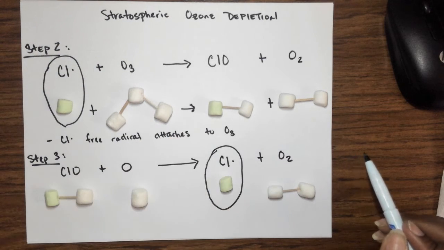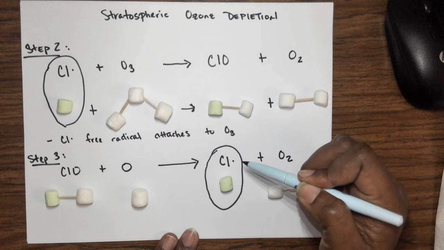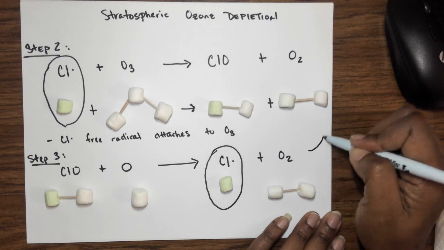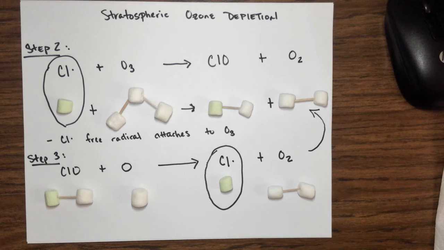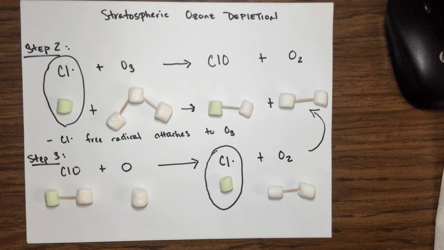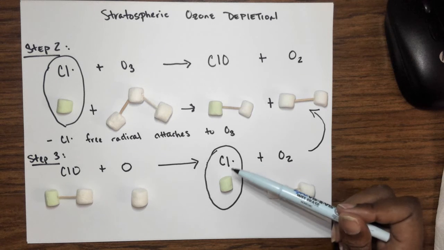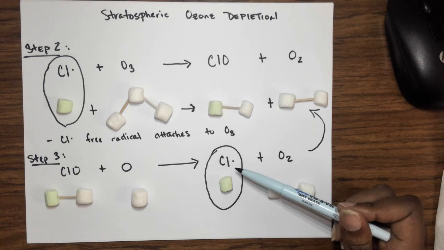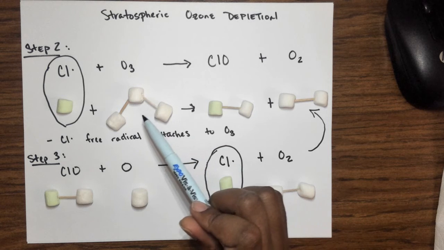So now that I have freed chlorine up, now this chlorine can go back and do that again. And it can pluck off another oxygen from another ozone. And it can continuously do it over and over and over again. And that's why it was destroying it so rapidly? Correct. So this one chlorine radical can destroy up to 100,000 O3 molecules.